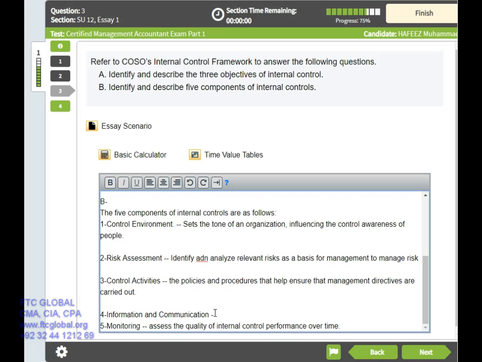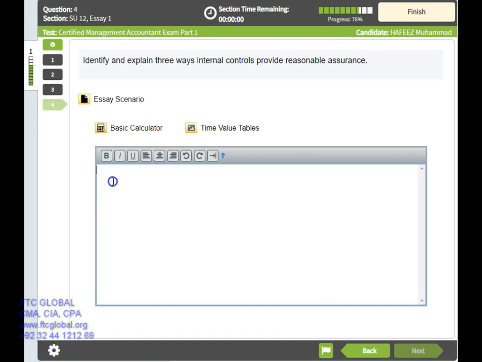So you're done with your question number 3 as well. So once you're done, you can move on to the last question, and as you can see, you have done 3 out of 4. Your 75% work is done. Once you click 4, you will move on to the next question. So the last question, question number 4, identify and explain 3 ways internal controls provide reasonable assurance.